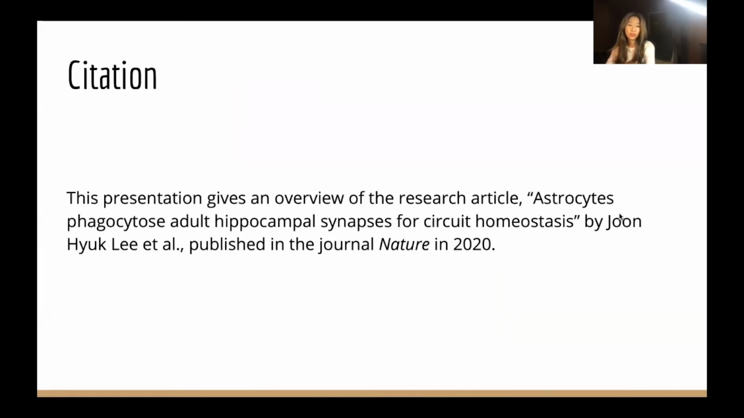This presentation gives an overview of the research article, "Astrocytes phagocytose adult hippocampal synapses for circuit homeostasis" by Joon Hyuk Lee et al., published in the journal Nature in 2020.